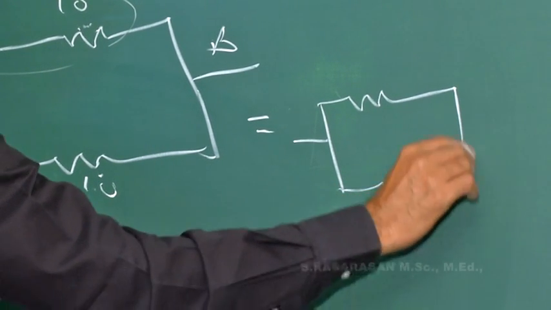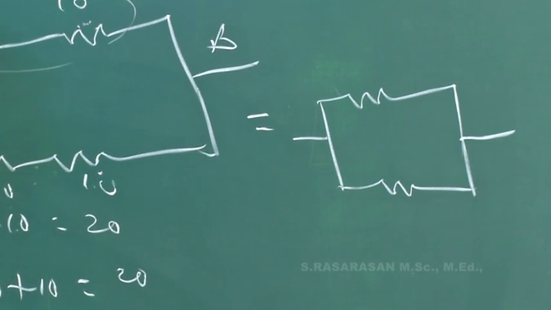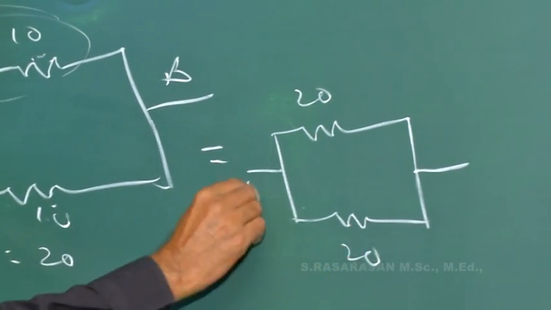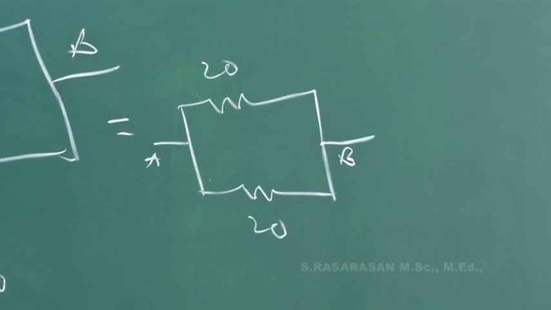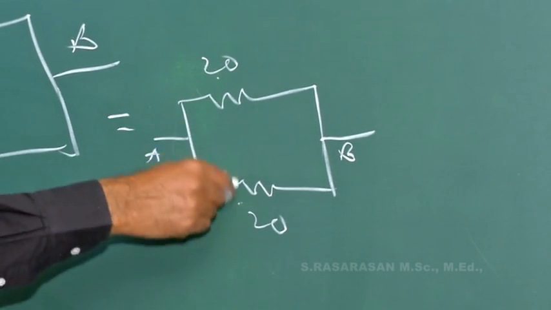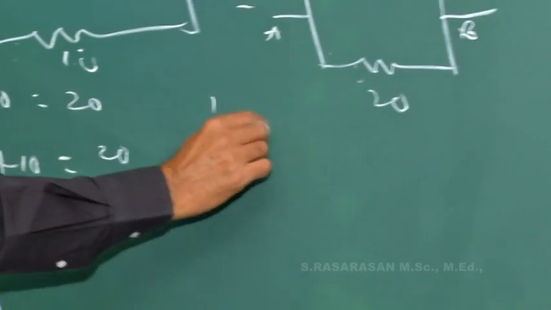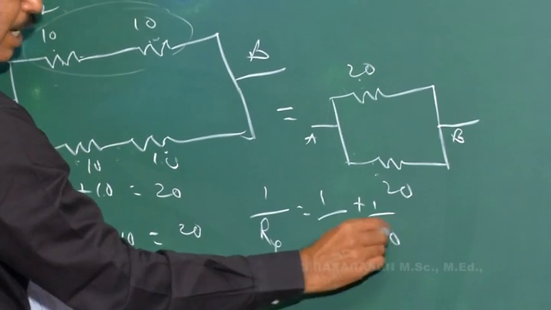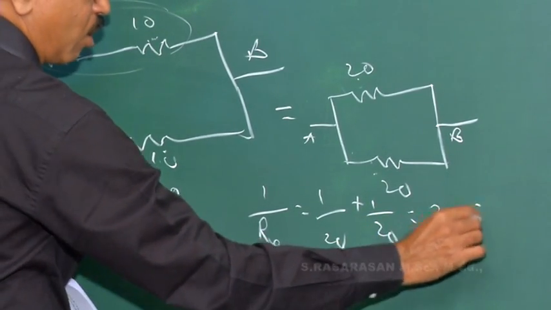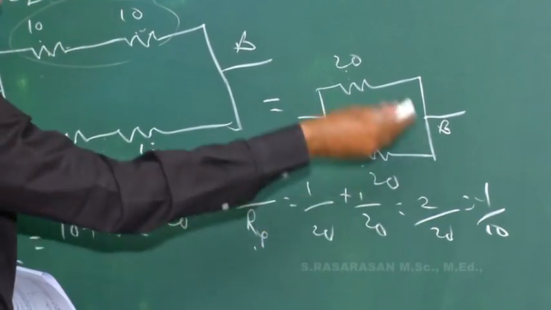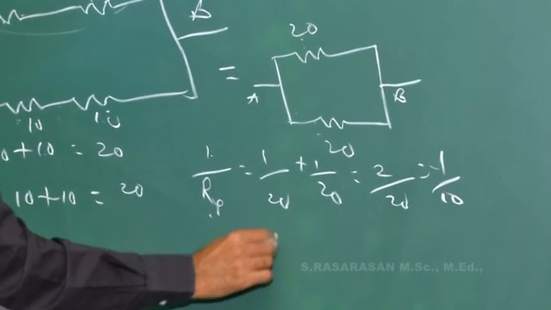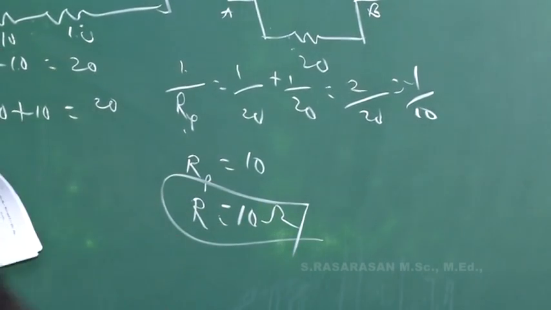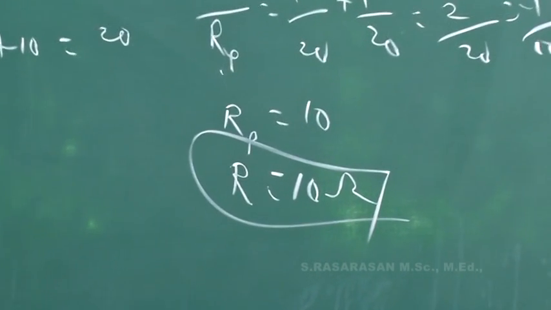We have simplified the network. This is 20 ohm, this is 20 ohm, and between A and B they ask for the effective resistance. Now these two are a parallel combination. So 1 by Rp is equal to 1 by R1 plus 1 by R2, 1 by 20 plus 1 by 20, 2 by 20, 1 by 10. So 1 by Rp is 1 by 10, Rp is equal to 10. So the effective resistance in the network is 10 ohm.